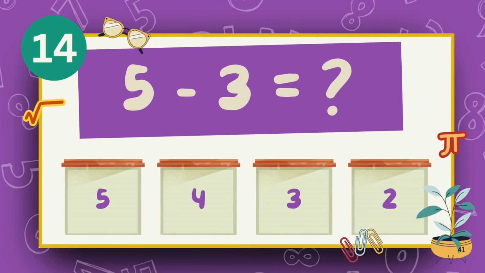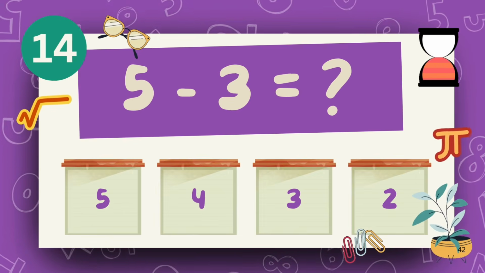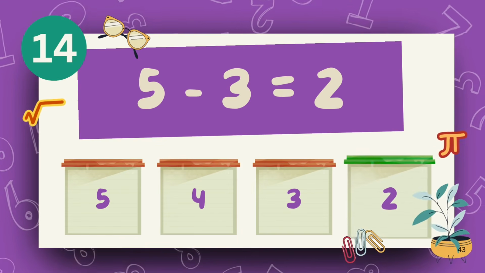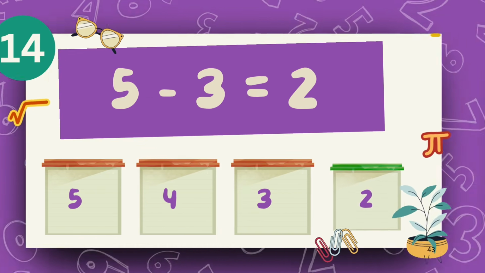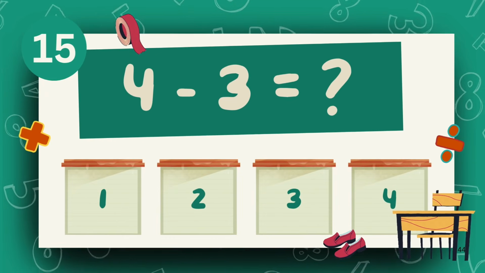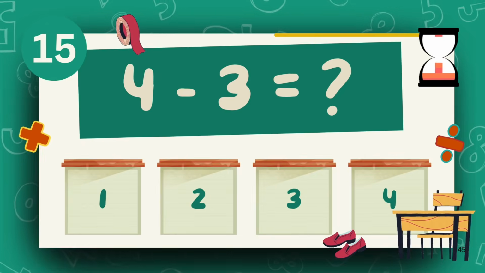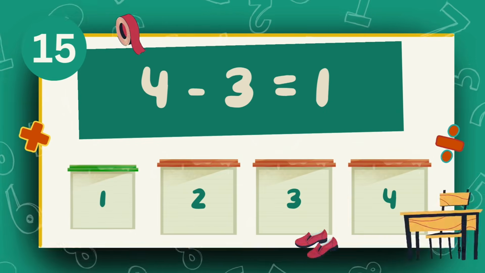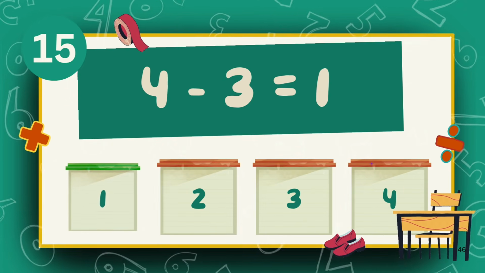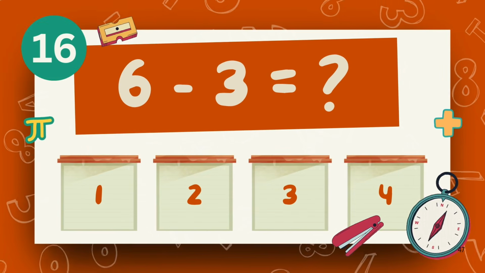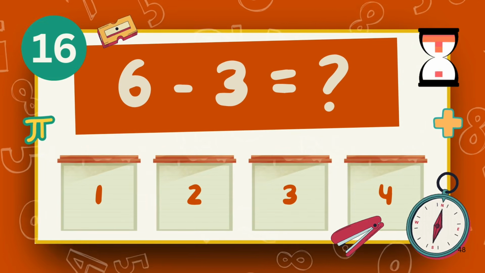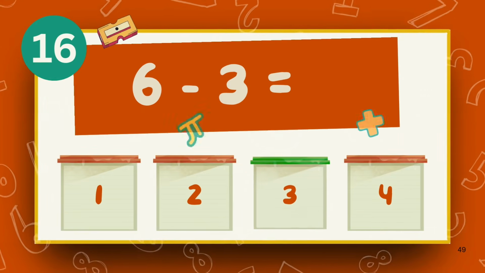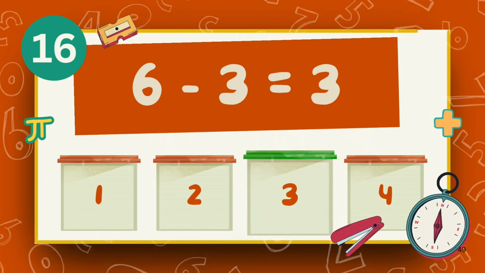What is 5 minus 3? The answer is 2. What is 4 minus 3? The answer is 1. What is 6 minus 3? The answer is 3.